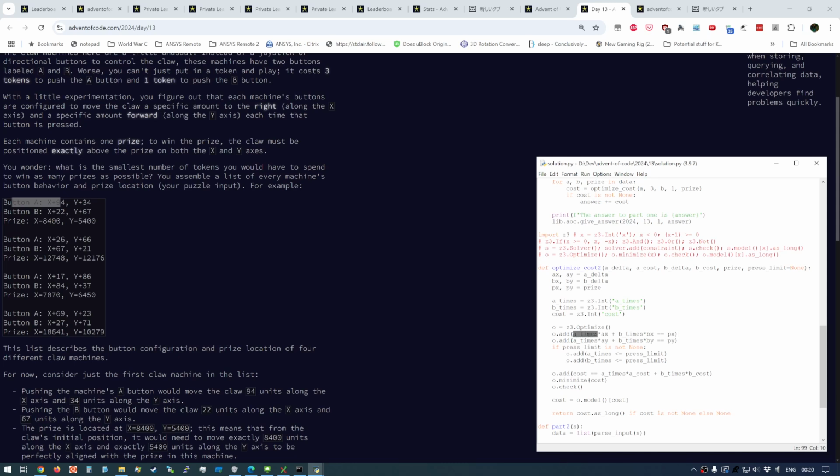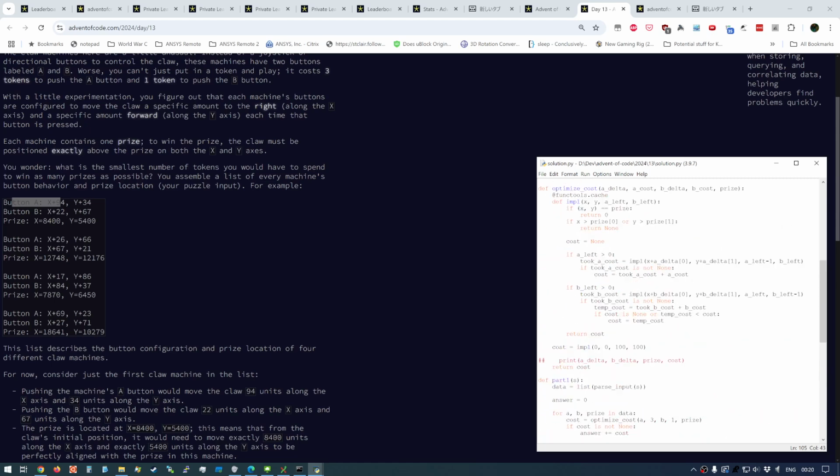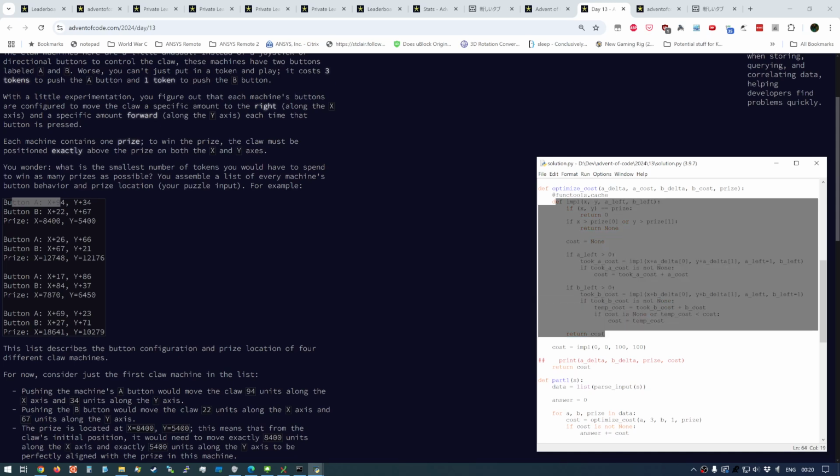We've got essentially A times the AX delta plus B times the BX delta is going to equal PX. Another equation for the Y. We've got an equation for the cost, just A times the A cost plus B times the B cost, and we're optimizing this one. Now, for part one, I brute forced it because it's small enough and you can just try literally every combination.